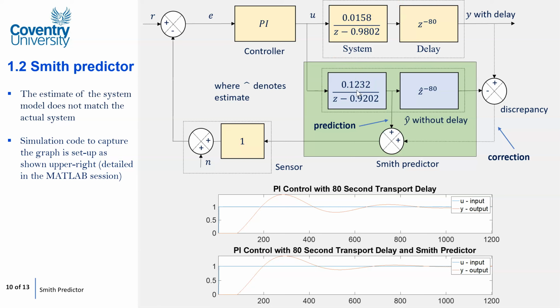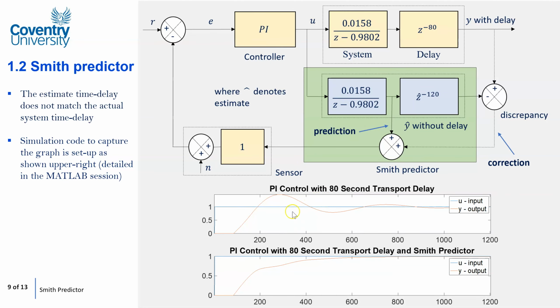So say, for example, in system identification, you might not have had very many data points. You might have had very noisy data, and this is the best mathematical model that we could generate based on the captured data from the system. And here you can see the transport delay I've put as being equal. So the PI control with 80-second transport delay here, so no Smith predictor, you can see what's going on there with the discrepancy in the model.